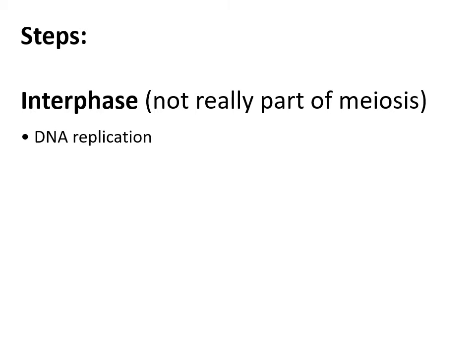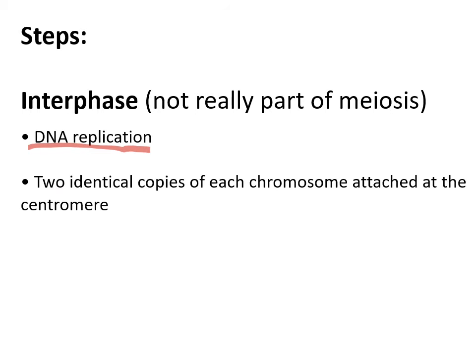So interphase, again, not really part of meiosis, it's before the division's happening, but importantly, the DNA is being replicated. We go from having the one copy of the chromosome, or an unduplicated chromosome, to having a duplicated one. So two identical copies of each chromosome are attached at the centromere. And so again, that's where we see the sister chromatids attached at the centromere, and they are exact copies.